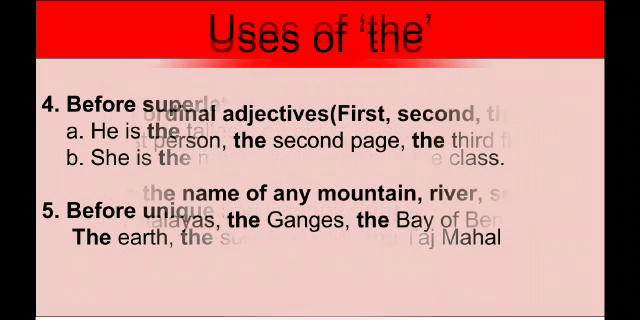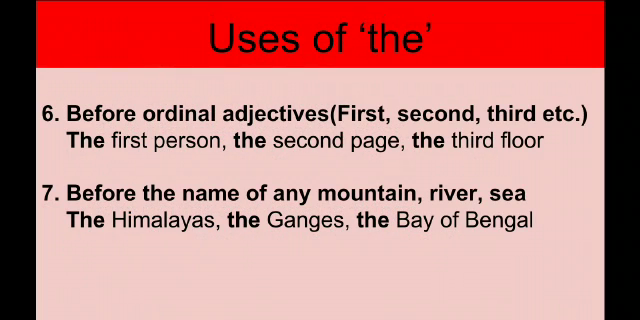Now the next case is before ordinal adjectives. Now what is an ordinal adjective? Ordinal adjectives are adjectives that denote any position like first, second, third, last, next, etc. I'm not talking about numbers like 1, 2, 3. I'm talking about the position like first, second, third, last, next. These are called ordinal adjectives.